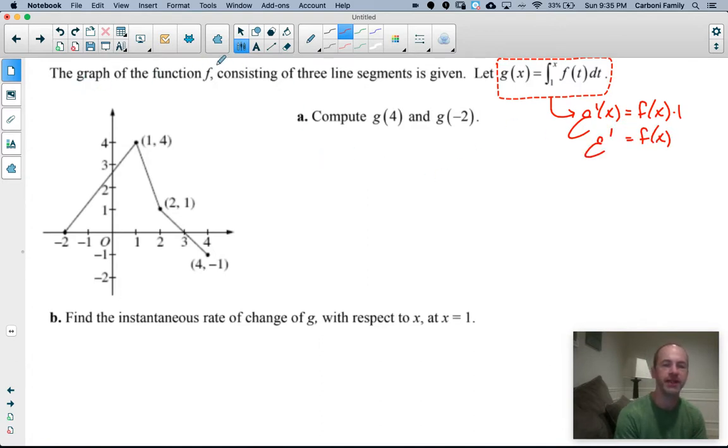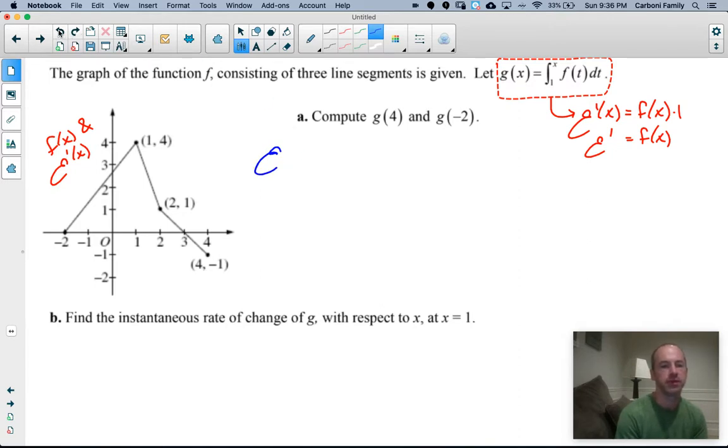So when they said they gave you the graph of f, they are also giving you the graph of g prime, because f and g prime are the same. So now let's look into some of these problems. Let's compute g of 4 and g of negative 2. Notice they did not say g prime, so this little thought that I had right here, not really going to come into play yet.